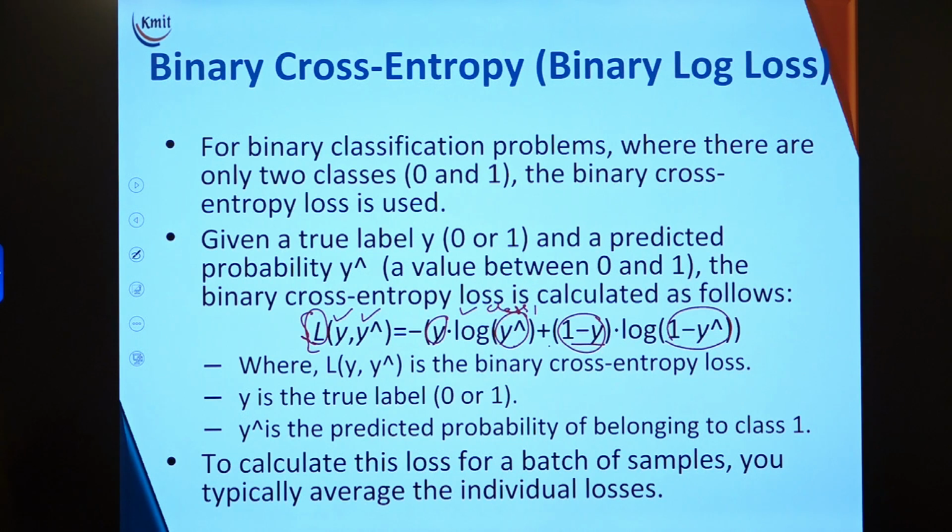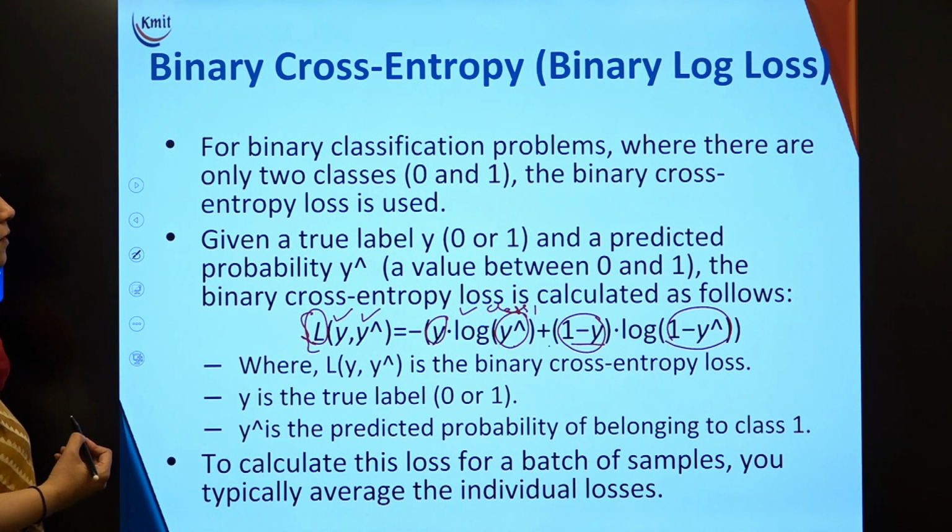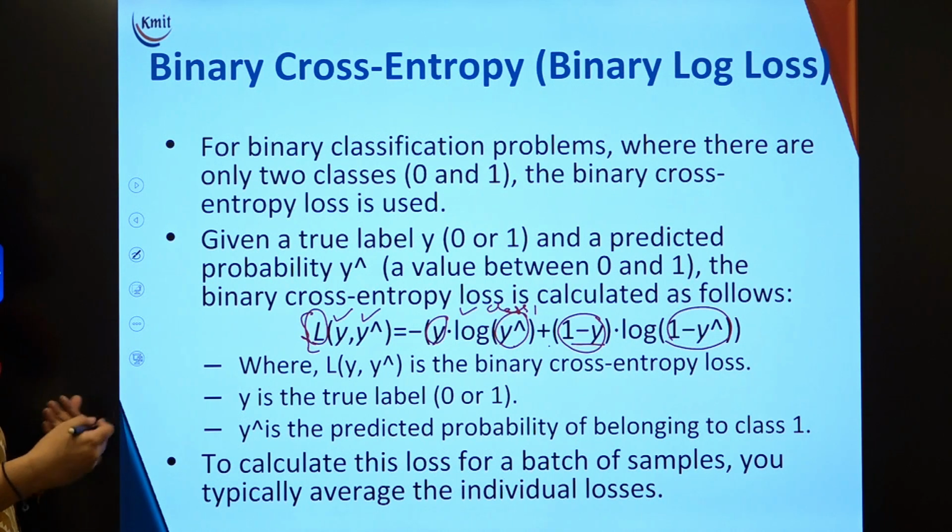Now, to calculate this loss for a batch of samples, you typically average the individual losses, and this is how you calculate a binary log loss. You iterate and find this loss until you find a minimum loss. Once you get a minimum loss, that is the optimum parameter you have reached in your neuron model.